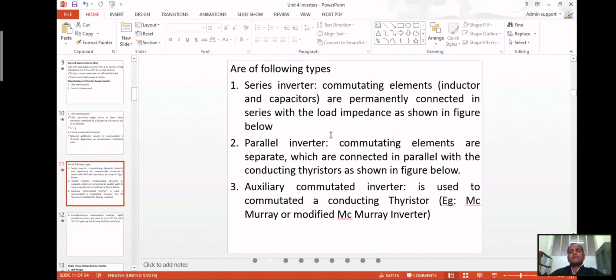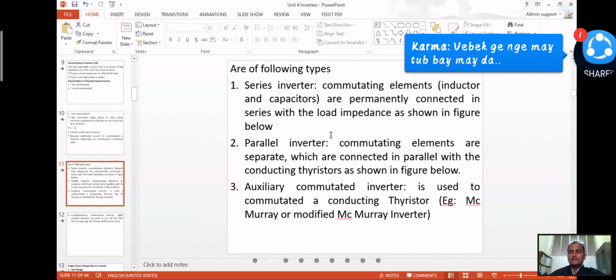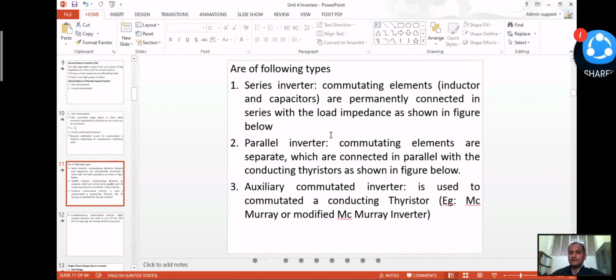So these are the following types: series inverters, parallel inverters, or auxiliary commutated inverters. The inverter can be classified in many different ways, by its commutating elements, inductor or capacitor. In case of a series inverter, commutating elements are permanently connected in series with a low impedance.